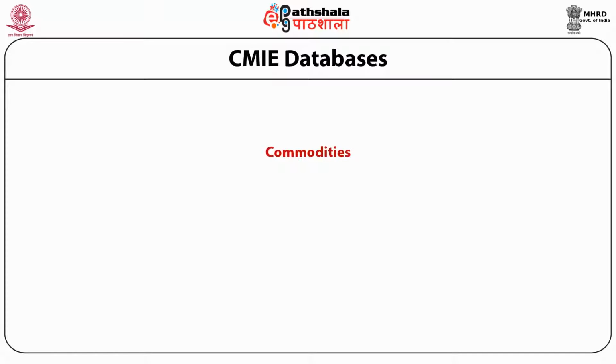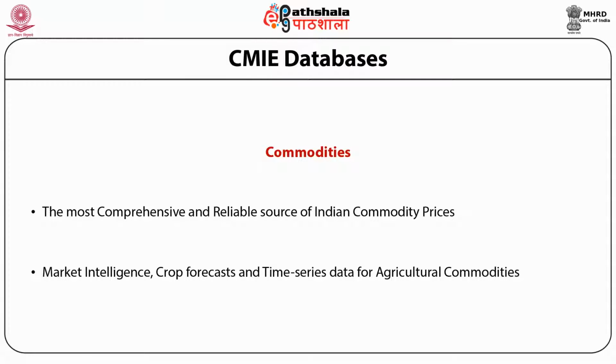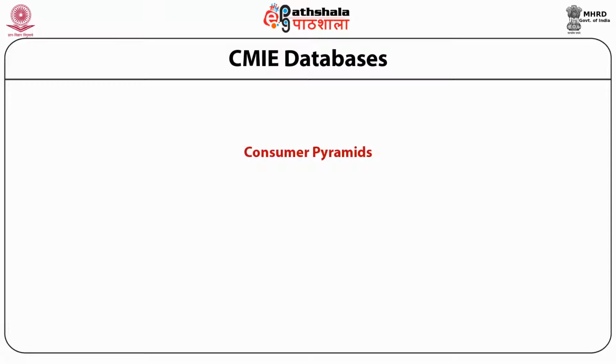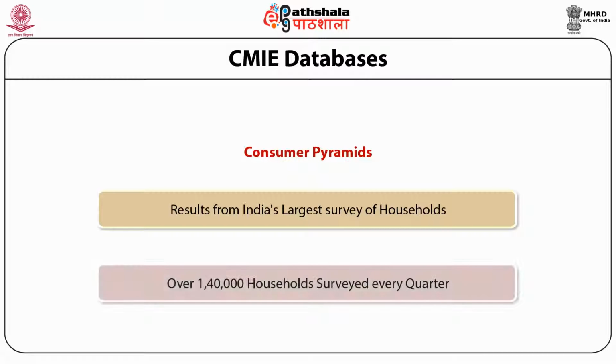Commodities. This is another database of CMIE and most comprehensive and reliable source of information on Indian commodity prices. It provides market intelligence, crop forecast, and time series data for agricultural commodities. Consumer Pyramids. It is a database which results from India's largest survey of households, wherein around 140,000 households have been surveyed every quarter, and the results of these surveys are provided through this database.